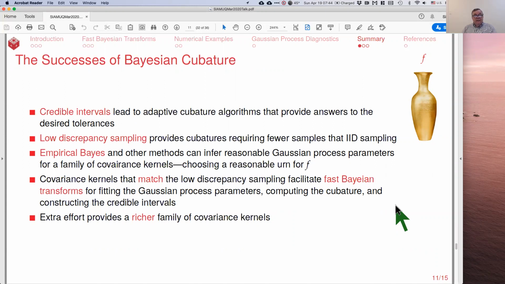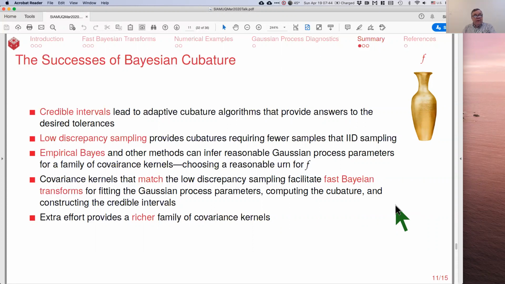What we like even more is that when we do the low discrepancy sampling, we can get a much faster answer than if we were using, let's say, an ordinary Monte Carlo. Now, when I talked about ordinary Monte Carlo, we were not using a Bayesian method. We were just using a stopping criterion based on some earlier work.